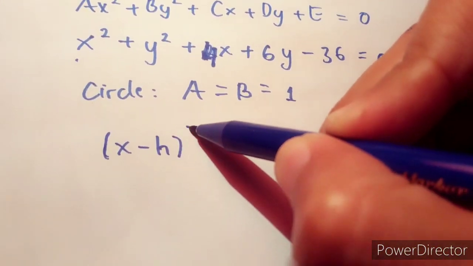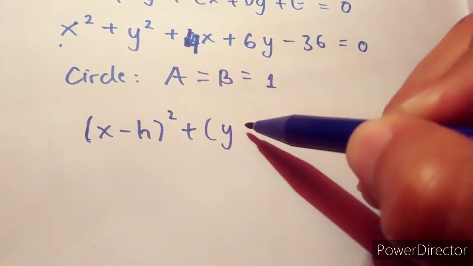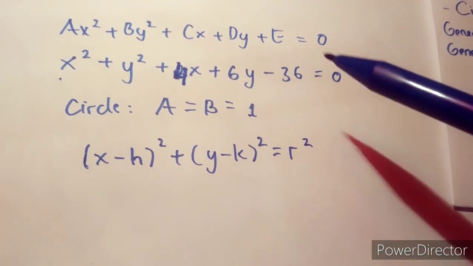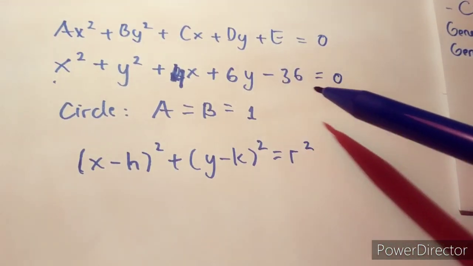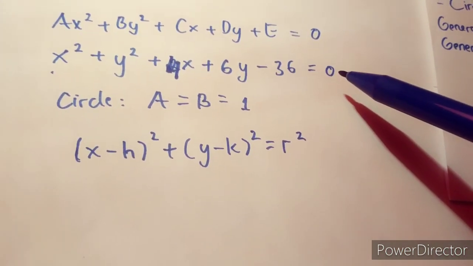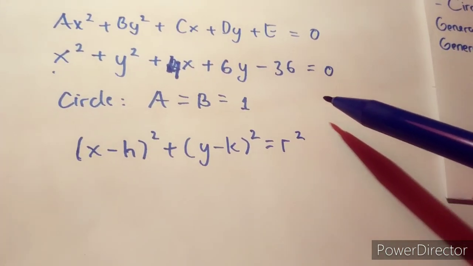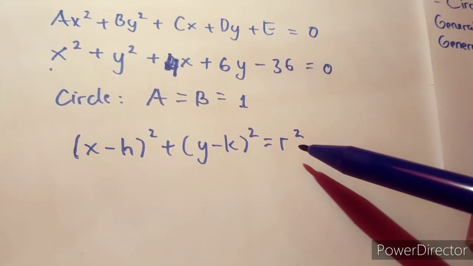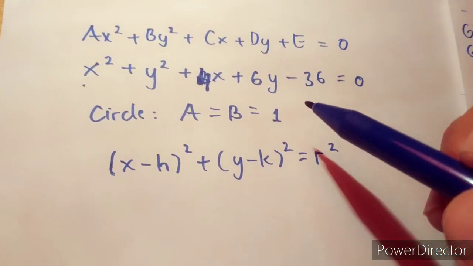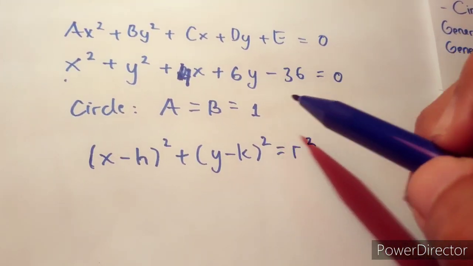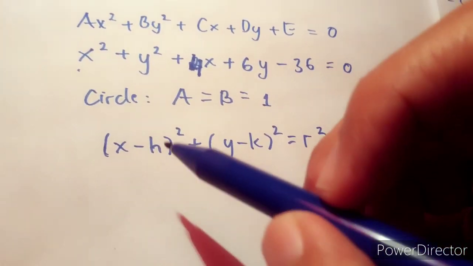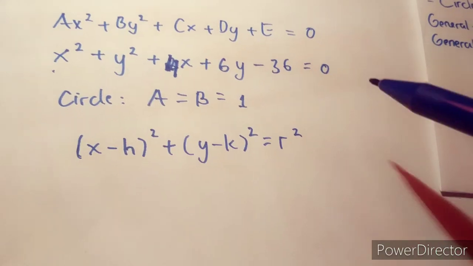So let's convert this into the general form of a circle, which is (x minus h) squared plus (y minus k) squared equals r squared. Keep in mind that in the original general form of your quadratic relation, the right member only has 0. So you need to put a number here, a number, no variable. That is the first clue. So let's move this one into the right member by adding 36 to both sides.